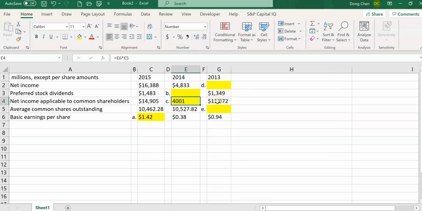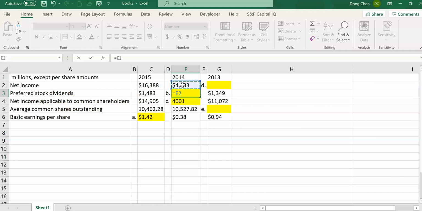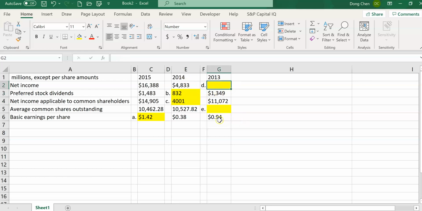So this is my net income applicable to common shareholders. From that, we can also back out the preferred stock dividends, because we know that net income minus preferred stock dividends equals net income applicable to common shareholders. So preferred stock dividends must equal the net income minus the net income applicable to common shareholders. That's for 2014, and for 2013 we can follow similar steps.